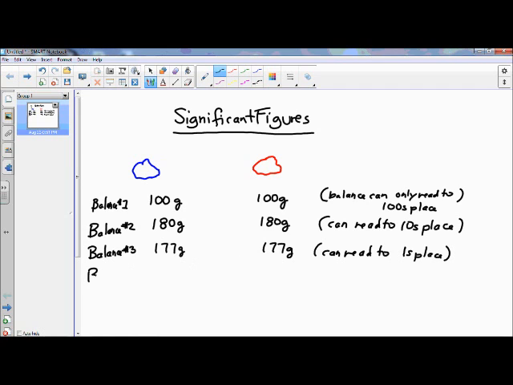Now we'll put it on, finally, a fourth balance. And lo and behold, on this fourth balance, which is even more sensitive, which means it's even more accurate, it gives us even more information. This balance is actually able to tell that there is a difference in mass between the blue rock and the red rock, because this one can read to the tenths place.